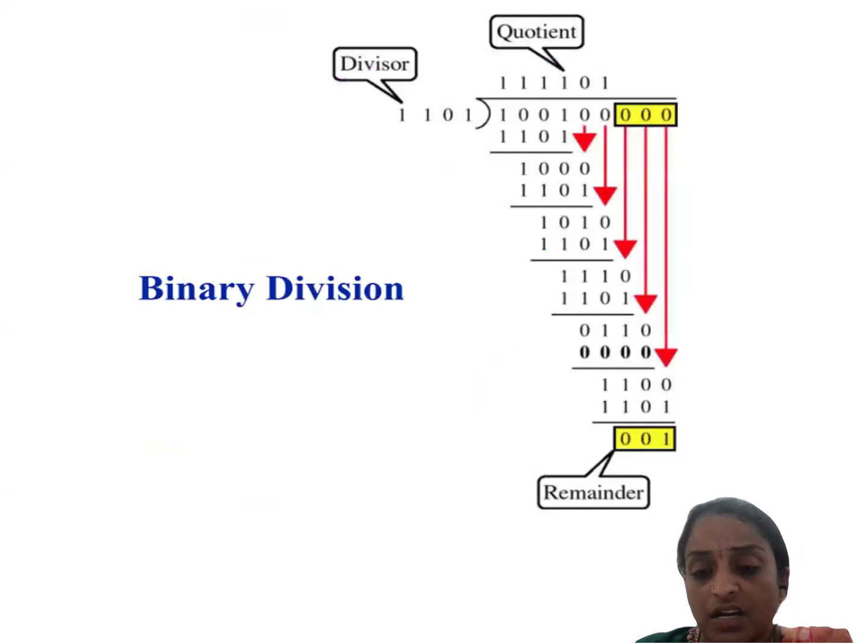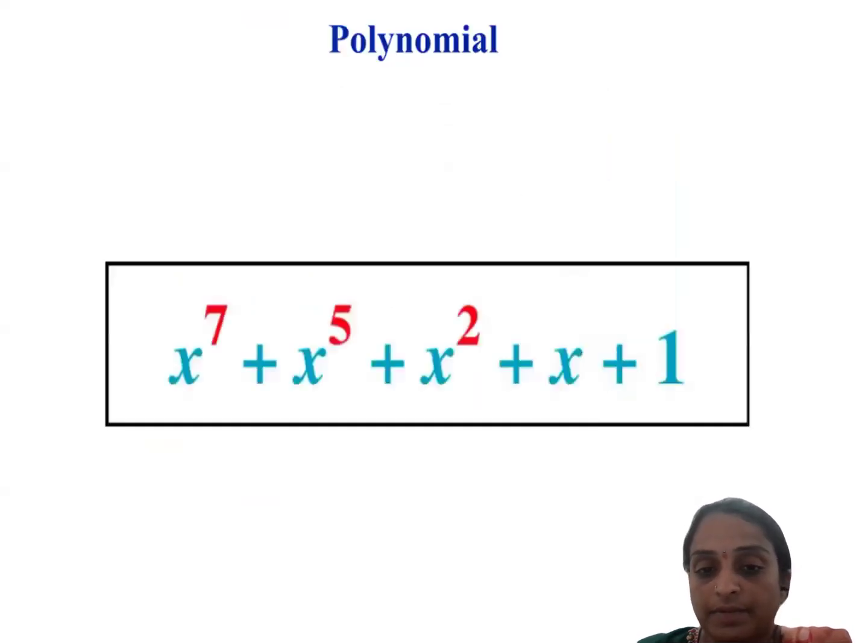Coming to the receiver side, we perform the binary division for this data, 1, 0, 0, 1, 0, 0. You have to write in place of these three zeros, 0, 0, 1. You have to follow the binary division step by step. In this binary division method, finally, you get some remainder. If the remainder is 0, data will be accepted.